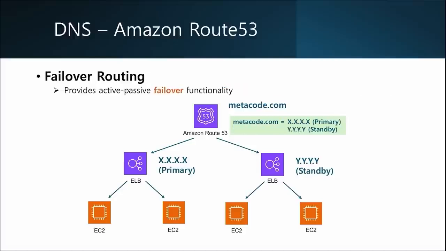Following is failover routing. Failover routing is routing to prepare for failures. You can think of it as routing divided into primary and standby. Normally, routing continues to primary, but if there is failure in the primary instance, routing is switched to the standby instance.